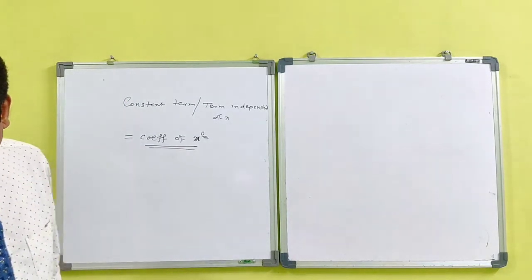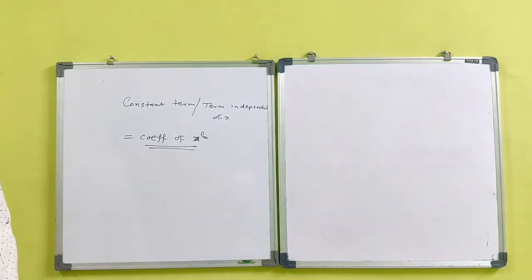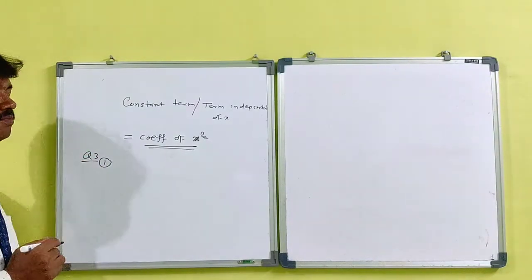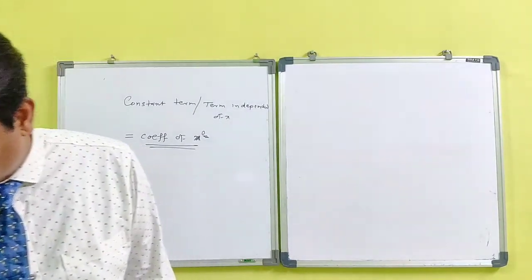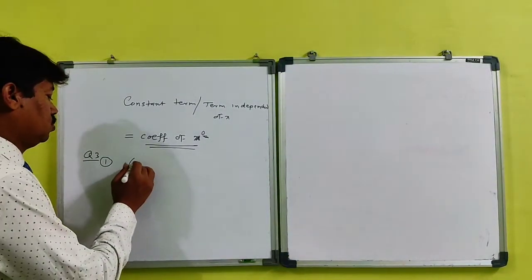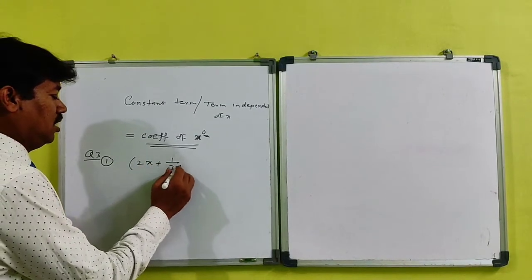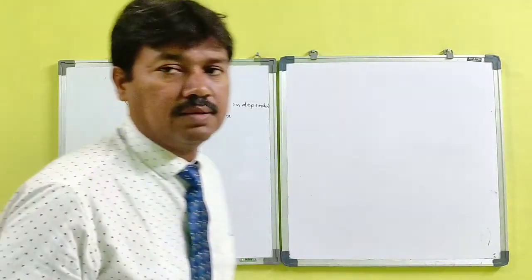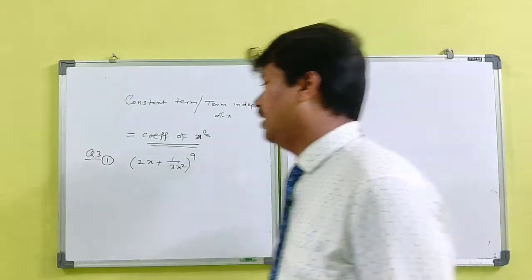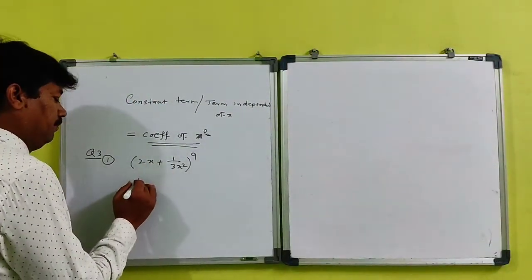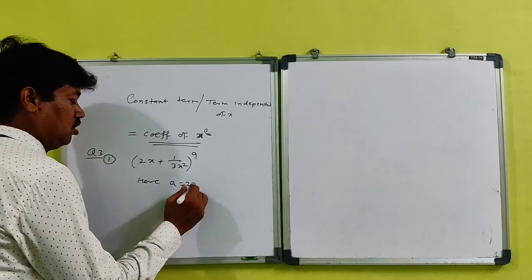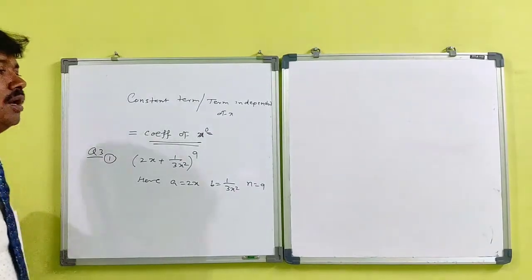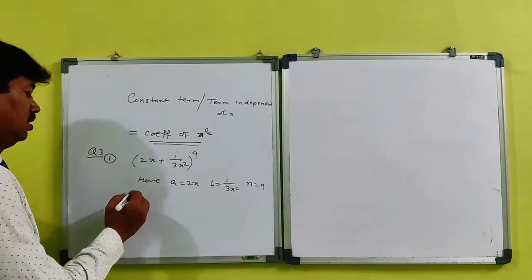So question number 3 of your exercise further. Question number 3. Find the term independent of x in the expansion of 2x plus 1 upon 3x squared raised to 9. So again that basic part is the same. You have to find T r plus 1. So here we can say a is equal to 2x, b is equal to 1 upon 3x squared, and n is equal to 9.